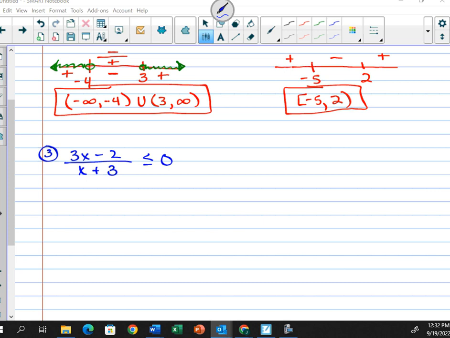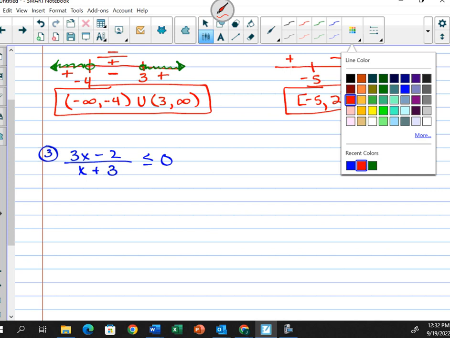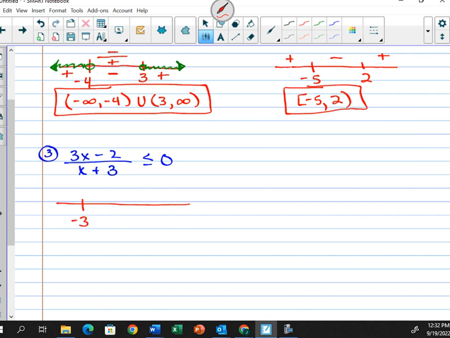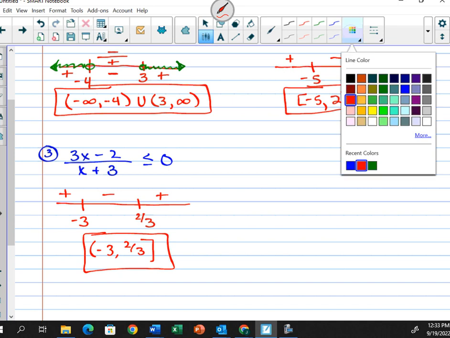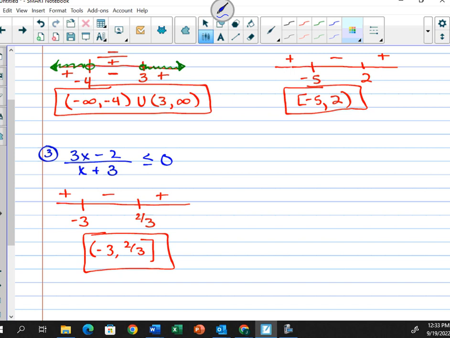Check with each other. Did we get it, guys? Parenthesis -3 to 2/3 bracket. Yes. So 2/3 came from the numerator, right? So the numerator one, you can put the bracket on. It's the denominator one that you can't. It all comes back to dividing by 0. We don't want to divide by 0.